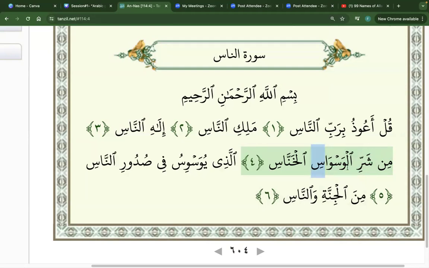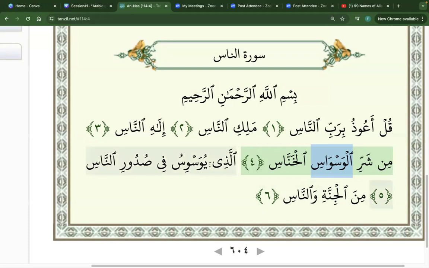Good job. Now tell me, why is this word jar? Is it coming after a preposition or is it coming after the word of? From evil of whispering. Of. Very good job. This is coming after of. Very well done. Good job. Super duper good job. Okay, let's keep going.